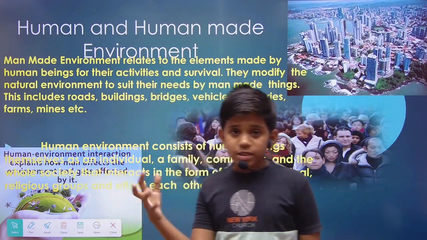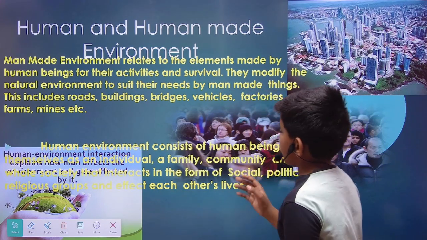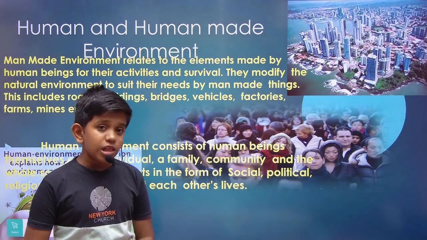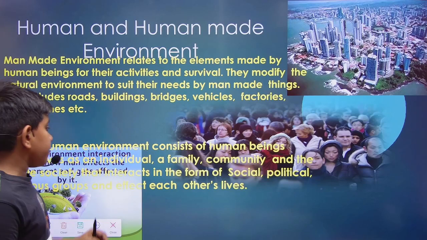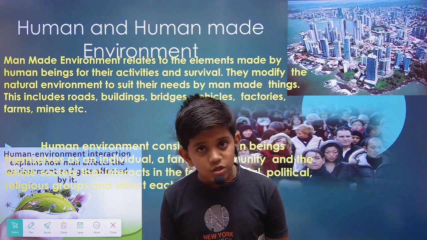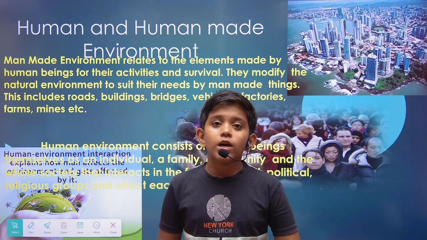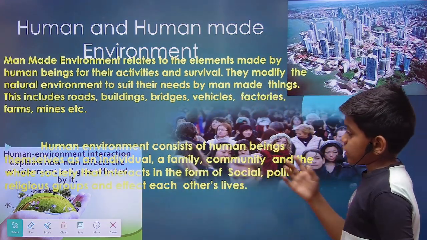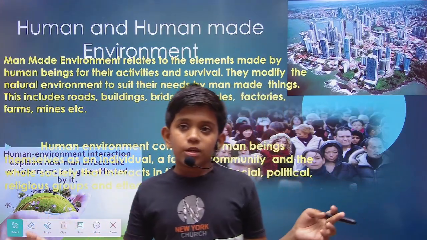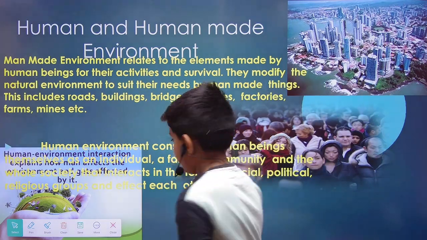And we modify it. Human environment consists of human beings themselves as an individual, a family, community and the whole society that interacts in the form of social, political, religious groups and affect each other's lives. Now, no matter which caste you are from, which religion, which gender, which birth, everyone is equal, and people live in different ways: some people live individually, some with family, some in community, some in religion, and they interact with each other to form the social and political life.